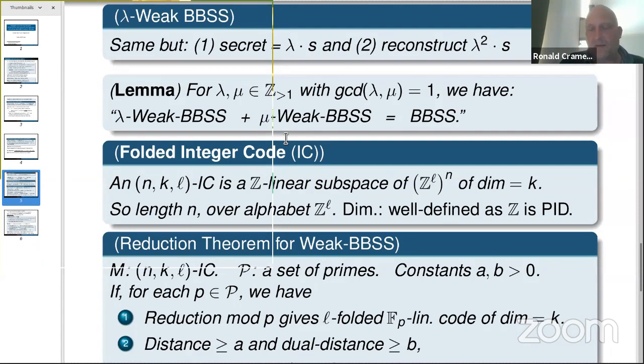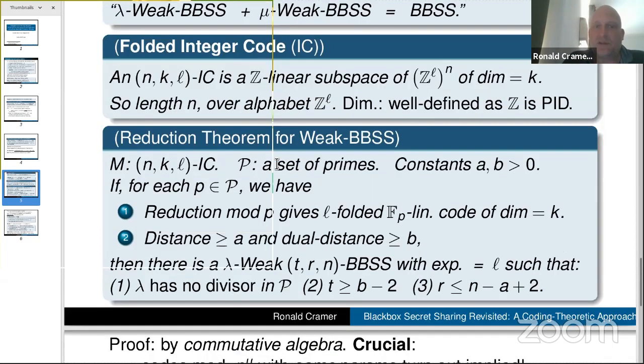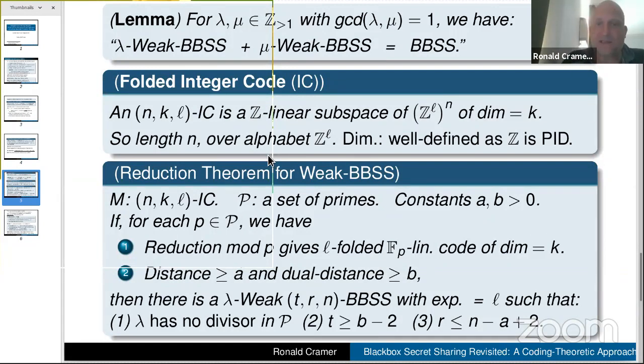Now the first main result is a reduction theorem for weak black box secret sharing. M is a length n, dimension k integer code over alphabet Z to the L. P is a set of rational positive primes, and A and B are positive constants. Now, if for each prime in the set P, reduction modulo p gives an L-folded F_p linear code of dimension k, and the distance of this code is always at least A, and the dual distance is always at least B.